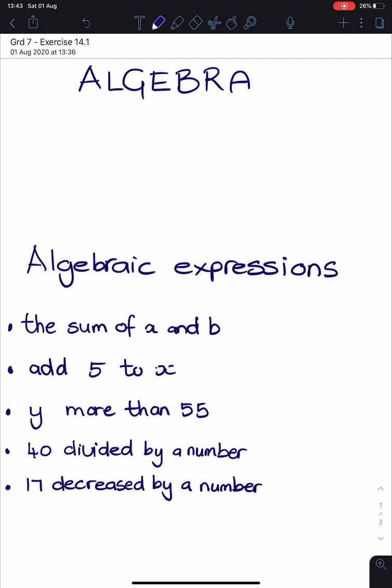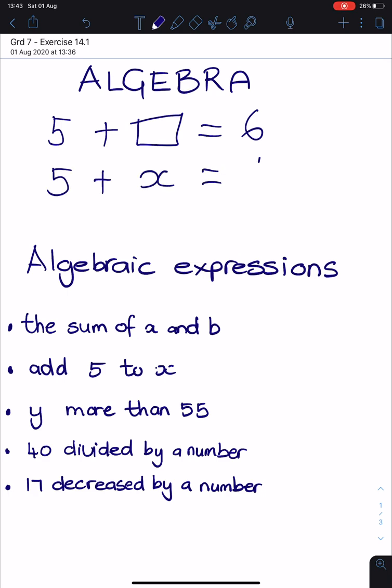So since grade 1, you've been doing sums like this: 5 plus placeholder equals 6. So what algebra does is this: 5 plus x equals 6. So they've replaced the placeholder that we're so used to using with a letter. And then obviously the question would be, what is x? So once you've figured out x, you've figured out the algebraic equation.